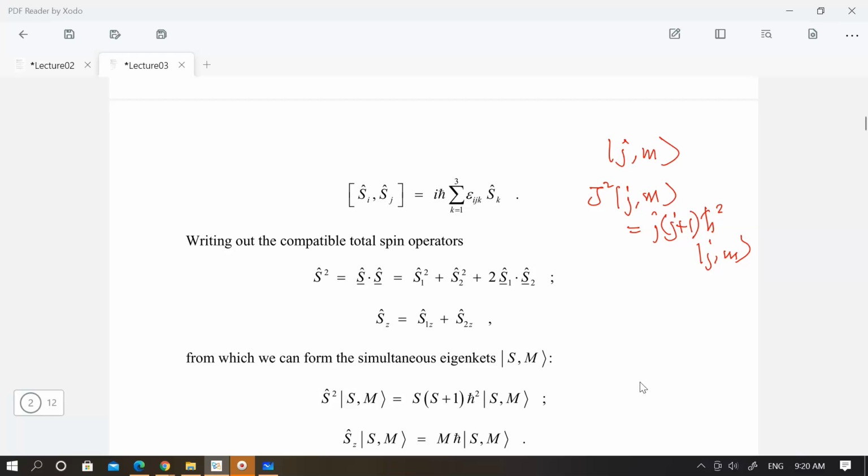So if one needs another label for the total spin, one should also form this S squared. And S squared can be thought of as follows: it is just like another vector, the total spin, dot product with the total spin as a vector. But then you also have the fact that your S is given by S1 tensor product 1 plus 1 tensor product S2.